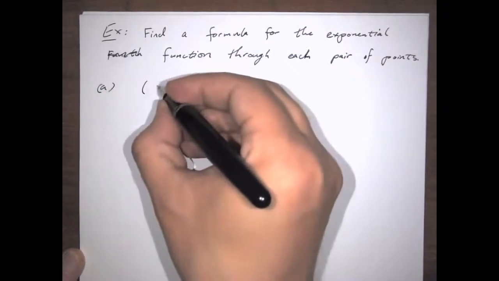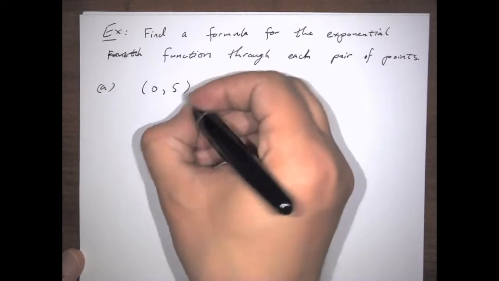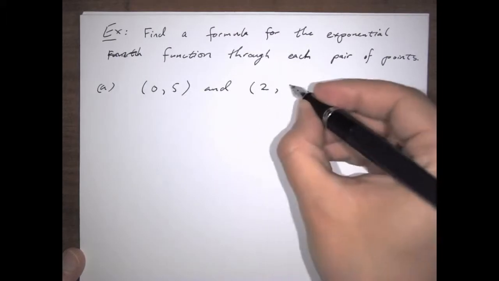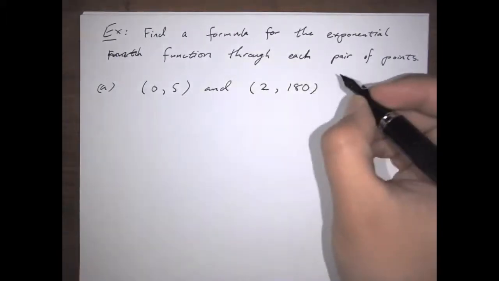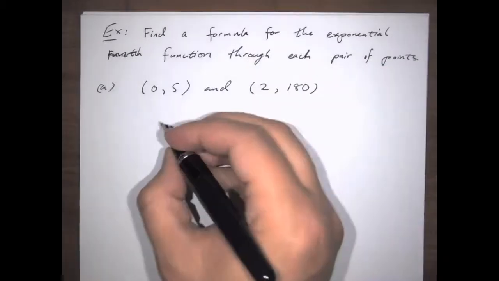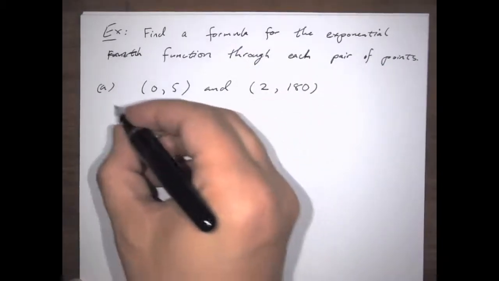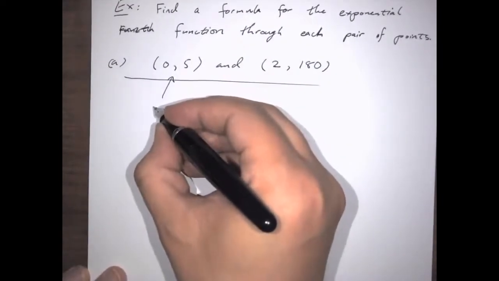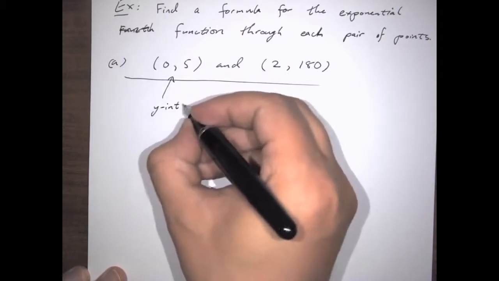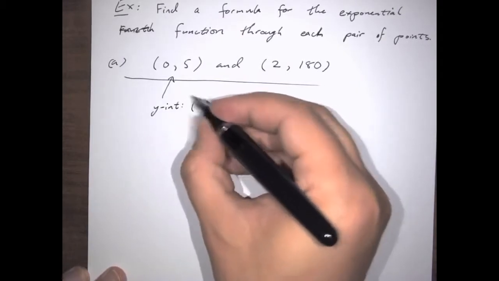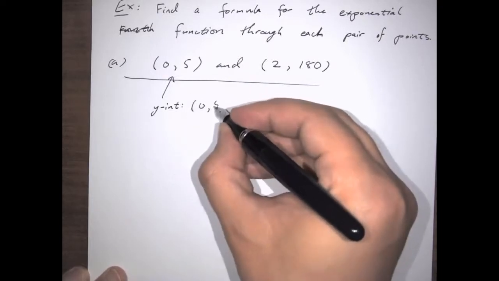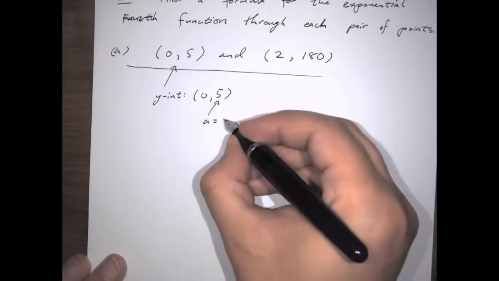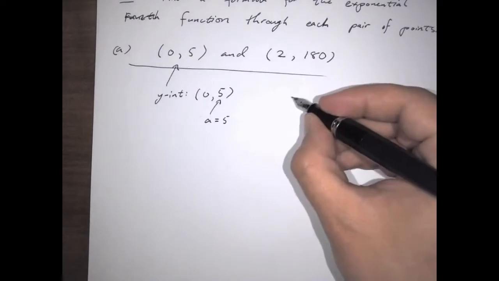So let's start with the pair (0, 5) and (2, 180). All right, so here we have to start with one of the points being the y-intercept. So this is the y-intercept, which means, because the x value is 0, that (0, 5) tells us what the actual a is. So a is 5. Okay, that's nice.